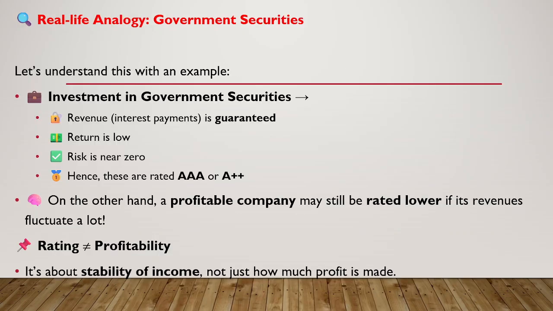The answer is no. Credit rating is not just about profitability, it's about how stable that profit is. Let's take a simple example. Government securities give low returns, but the income is fully reliable. So, they are rated highest, often AAA or A++. In contrast, a private company may earn more profit, but if its revenue fluctuates heavily, it will be rated lower due to higher uncertainty. So, we evaluate not how much profit is earned, but how reliably it is earned.